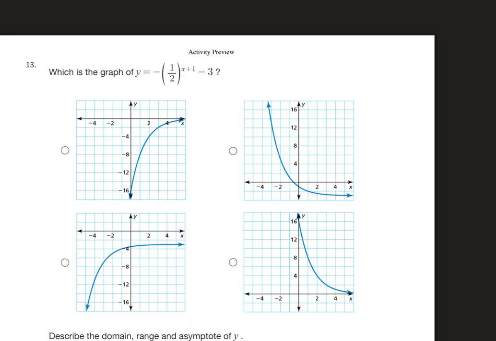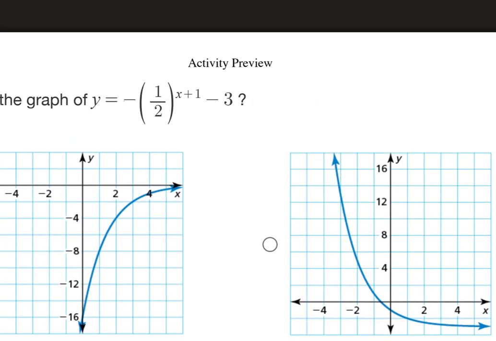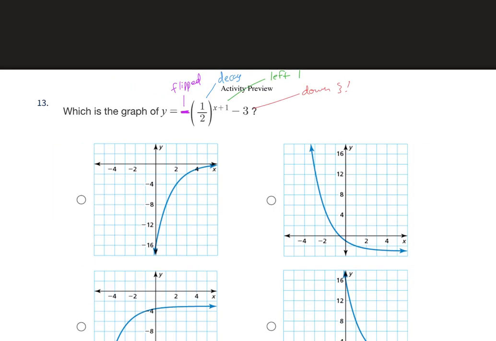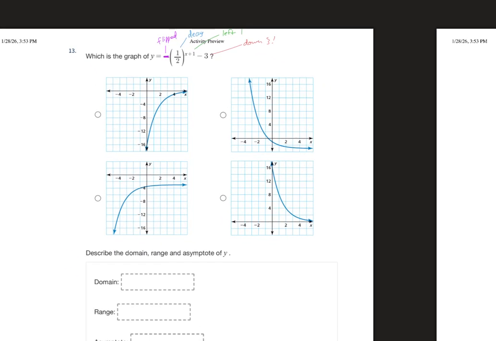Man, they threw all of the things at us on this one. We have a negative a value, so this thing is going to be flipped. That's flipped. We've got decay. We've got moved left 1. We've got moved down 3. My goodness. So, first of all, no, because that is not flipped.